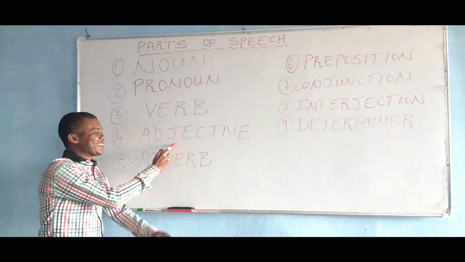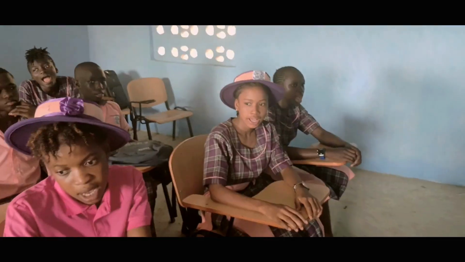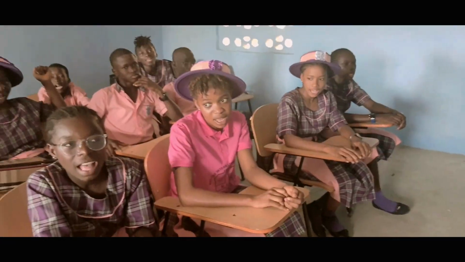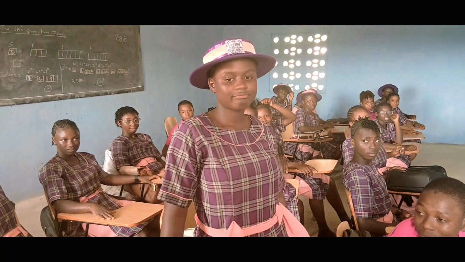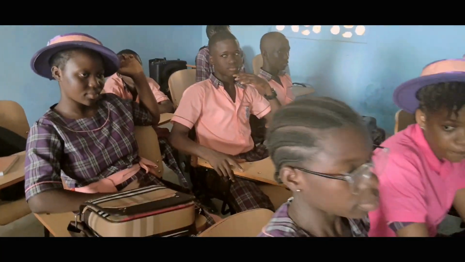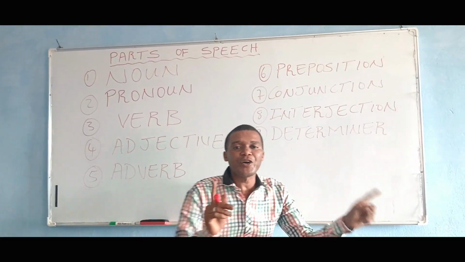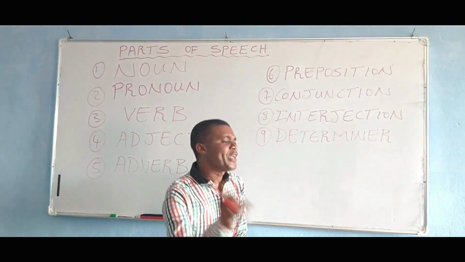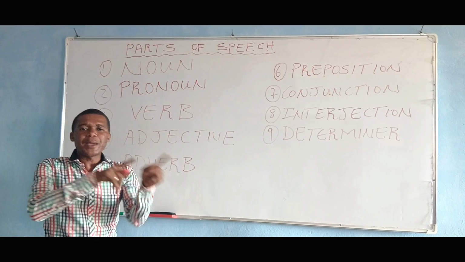Let me hear you say adjective. Yes, sir. Can you please help me with the definition of an adjective? An adjective is a word or a phrase that describes a noun or a pronoun.